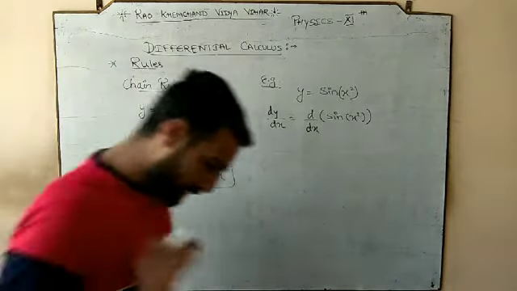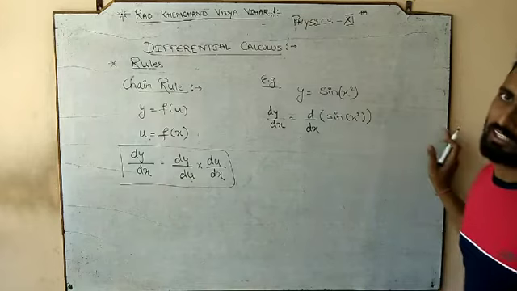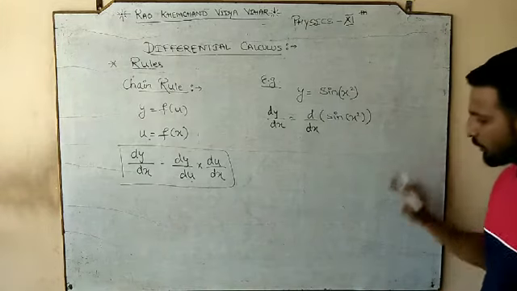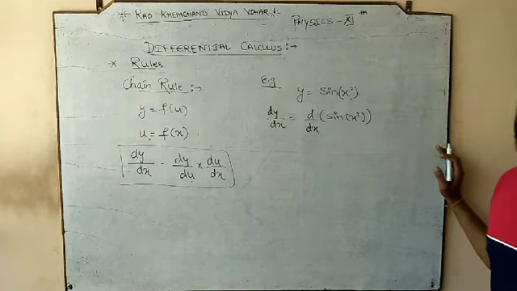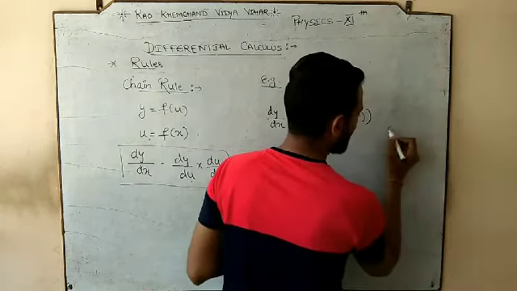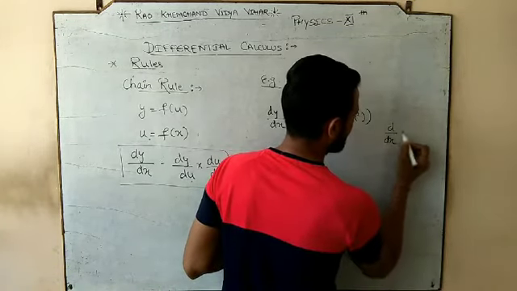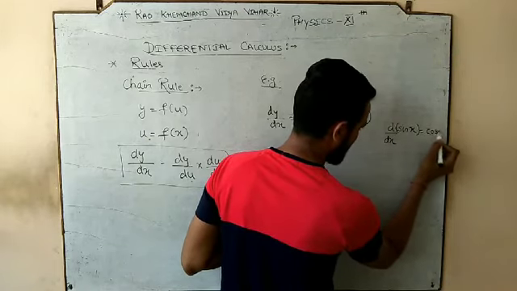Now the thing is that we know the differentiation of sine. We know the rule of sine, and what was the differentiation of sine? Cos. But look at it carefully once again. The differentiation of sine x is cos x, meaning d by dx of sine x is cos x.